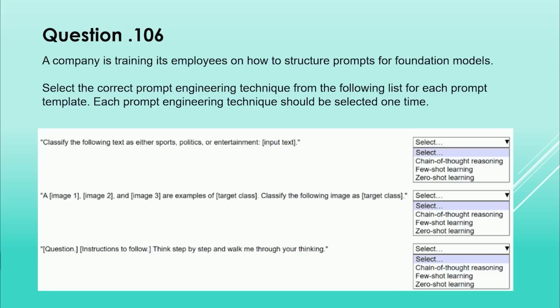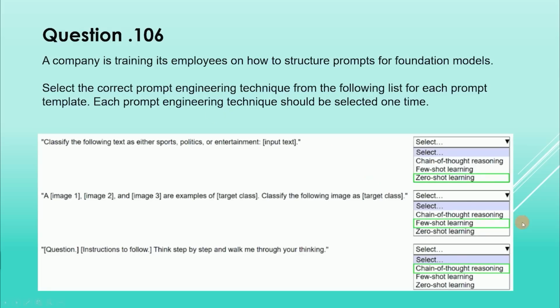So I'm going to reveal the correct answer, and the correct answer is in this manner. For the scenario, classify the following as sport, politics, or entertainment, zero shot learning will be correct. For image 1, image 2, image 3 are examples of the target class, classify the following, few shot learning is the correct answer. And now step by step, chain of thought reasoning is the correct answer.